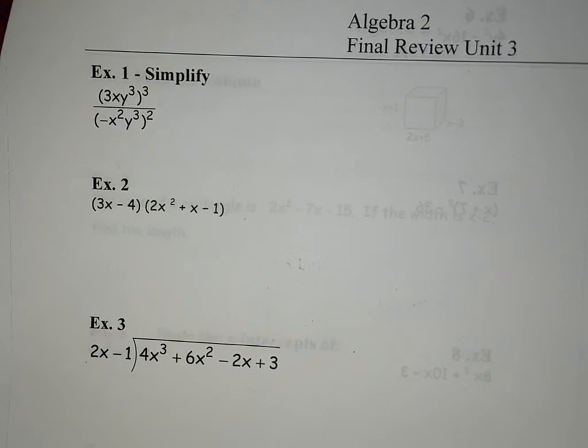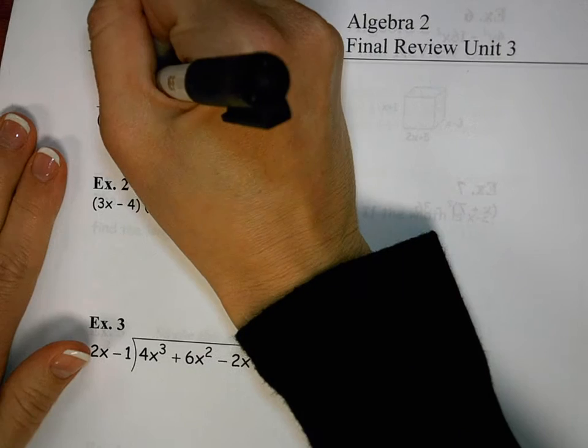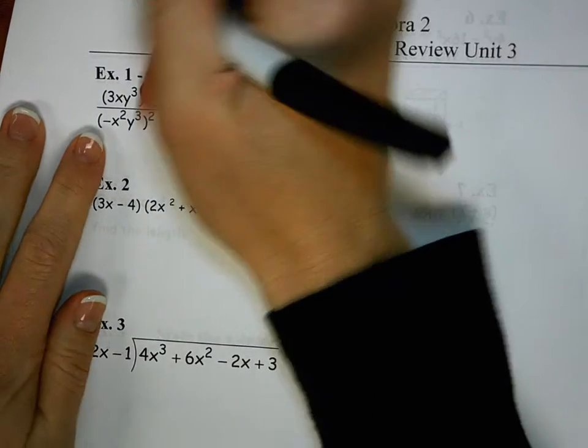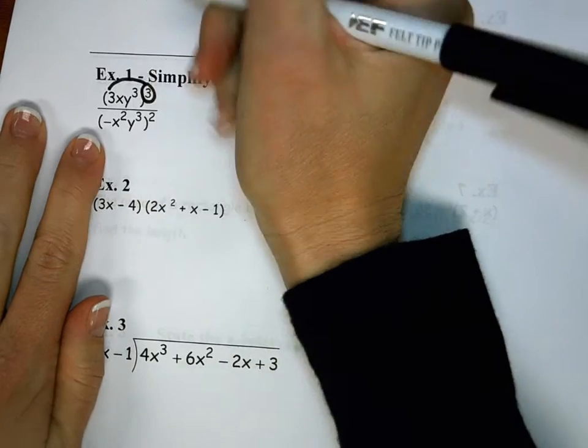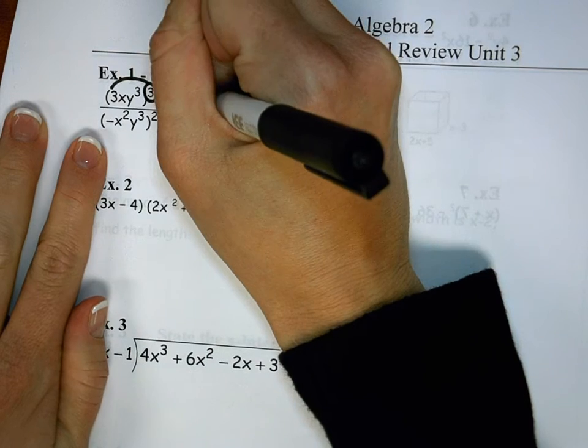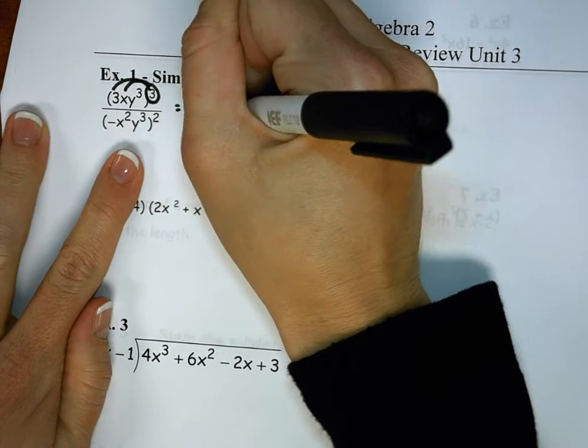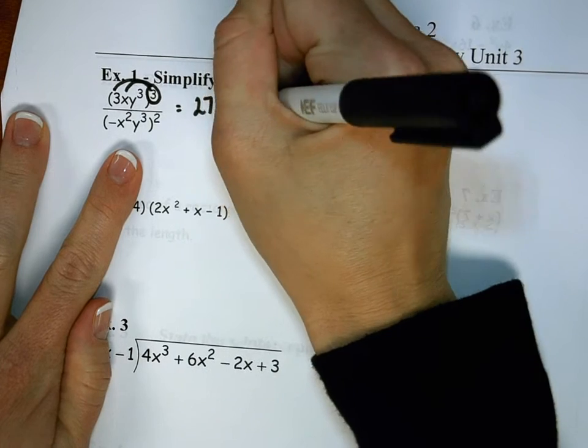Okay, unit 3 for the final review. So on number 1, what am I going to do first? Good. You take that third power and you distribute it to everything inside that parenthesis. Okay? So 3 to the third power is 27. And then this is going to be x to the third power and y to what power?